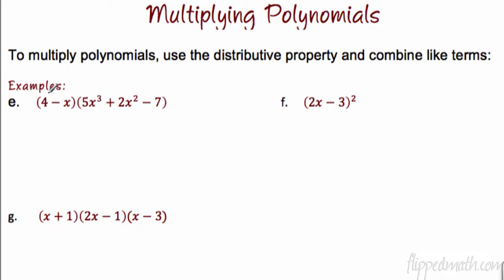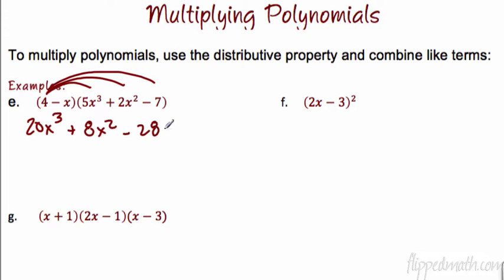But what I'm going to do is distribute that 4 all the way across. You have 3 different terms here that the 4 needs to be multiplied on. So we have 4 times 5x to the third. That's going to be 20x to the third. And then 4 times 2x squared, that's going to be a positive 8x squared, and then 4 times negative 7 is minus 28. Be careful with all your different exponents as well.